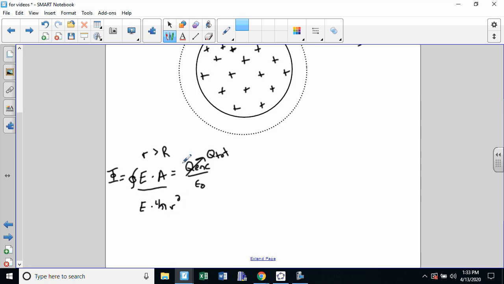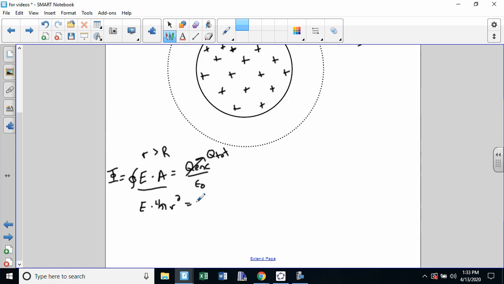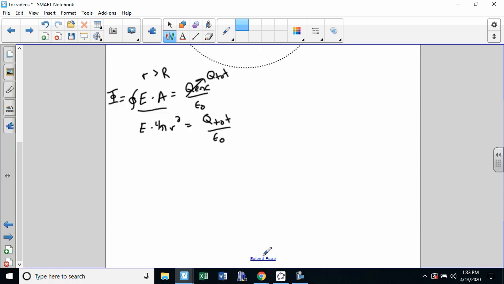Again, I'm using little r because how big I drew that Gaussian sphere is arbitrary. I could have drawn it as large as I wanted as long as it was bigger than capital R. So E times 4 pi little r squared is equal to Q enclosed, which is all of the charge, divided by epsilon naught. And this is going to simplify really nicely. When I divide over 4 pi r squared, I get Q total over 4 pi r squared epsilon naught. But 1 over 4 pi epsilon naught we know is just K. So this becomes K Q total over r squared.